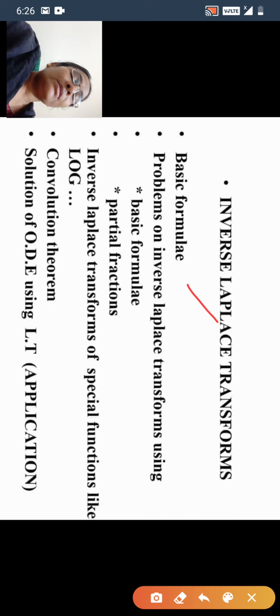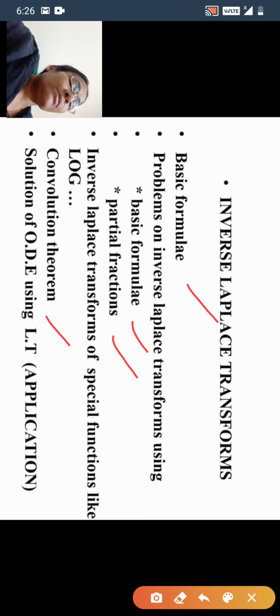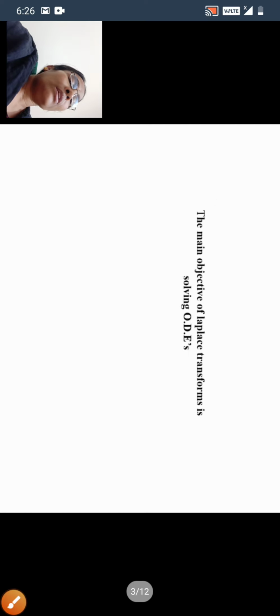How to find the inverse Laplace transform using basic formulas, partial fractions, and the convolution theorem. And the application from this unit is the solution of ordinary differential equations. The main objective of the fourth unit, Laplace transforms and inverse Laplace transforms, is the solution of ordinary differential equations. At the end of the fourth unit, the student is able to solve ordinary differential equations easily.